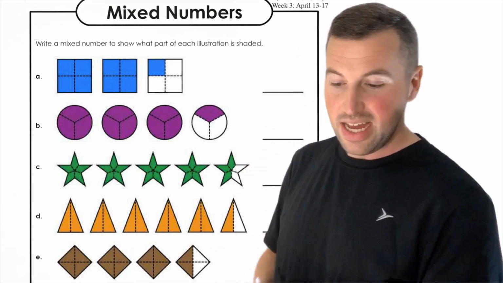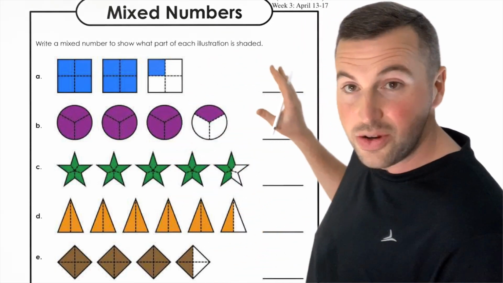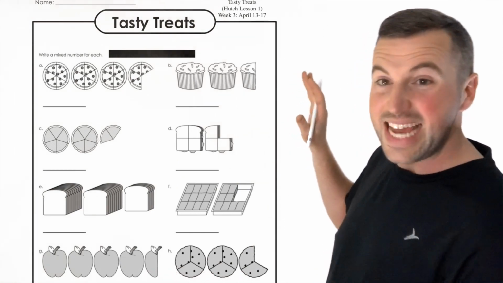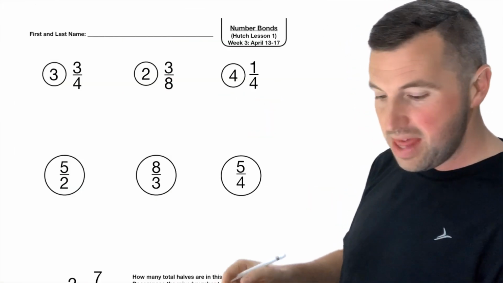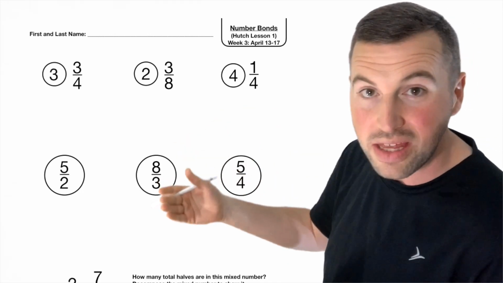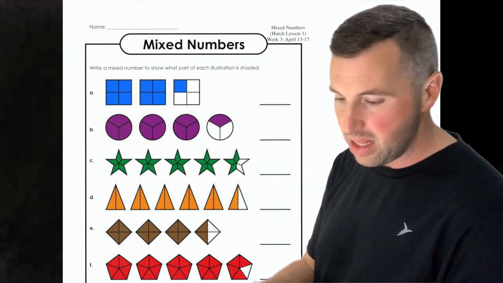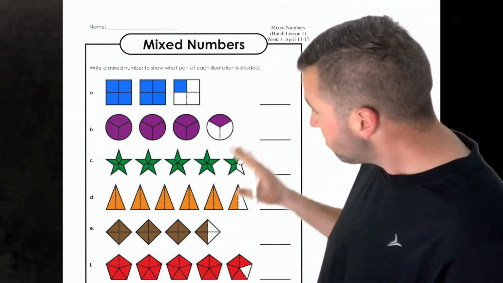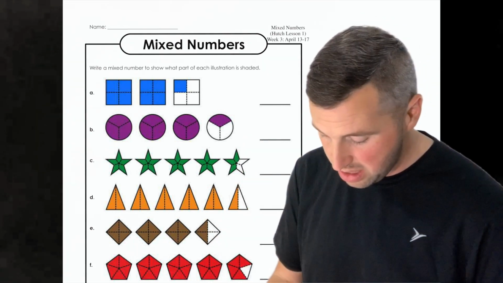Good thinking, buddy. So this is your mixed numbers page in Explain Everything. Then you have tasty treats. Then you have number bonds. This is the lesson 1 work that you need to have available. We're going to start off right here on the mixed numbers one. So go ahead and get to this on Explain Everything.